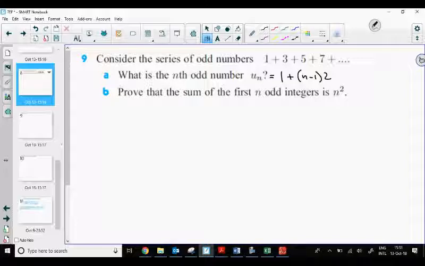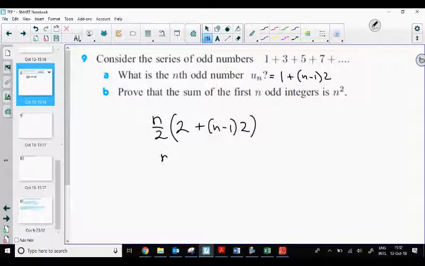Here's how we can show that. We know that the sum needs to be equal to n over 2 times 2 times the first term, so that will be 2, plus n minus 1 times the common difference. We said the common difference was 2. Just simplify this, and it's going to pop right out. Those 2's are going to cancel. We got n times 2n all divided by 2. Yeah, that's n squared.